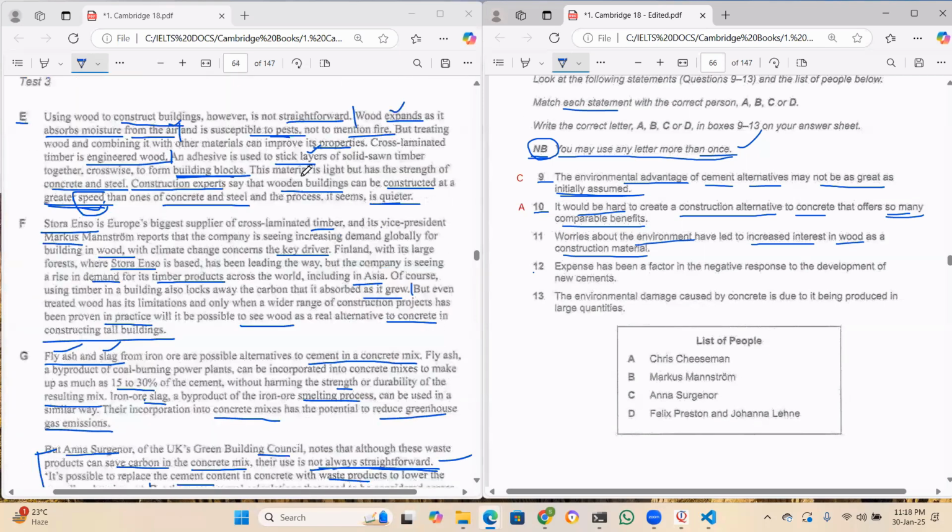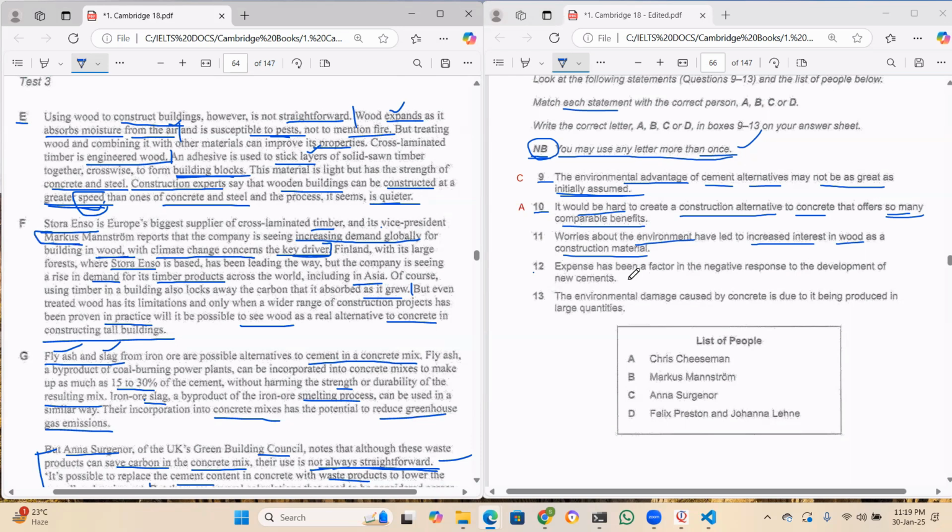Was there any other here? Yes, we have Marcus here. Let's read what he said once. Worries about the environment and increased interest in wood. So Marcus is seeing increasing demand globally for building in wood. Yes, we got the answer in the first sentence itself, right? See, increased demand globally for wood with climate change concerns the key driver. Yes, this is our answer, guys.